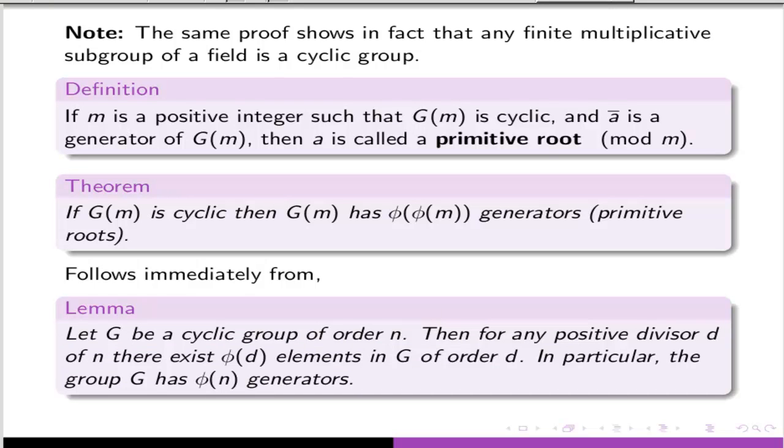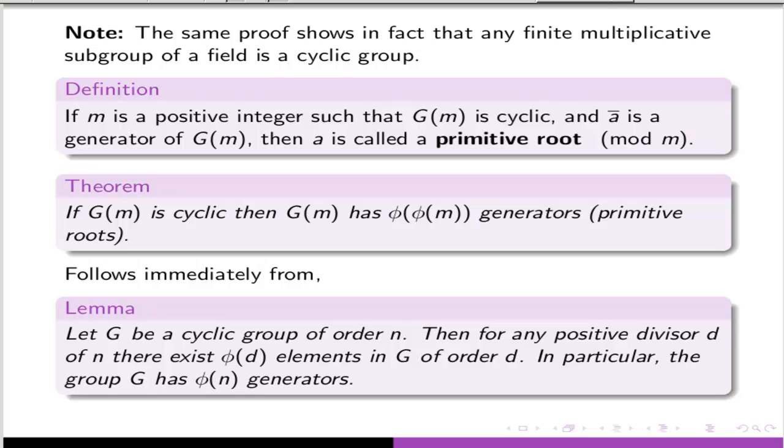In fact, the same proof that we just went through would show that any finite multiplicative subgroup of a field is a cyclic group. So living inside of a field, we would have the same polynomial statement about the number of zeros of the polynomial. And then you could just push the proof through identically.